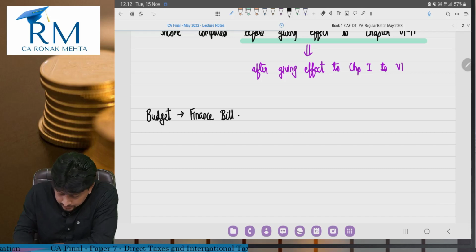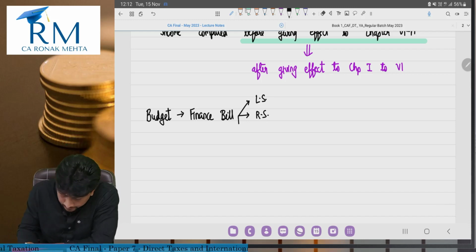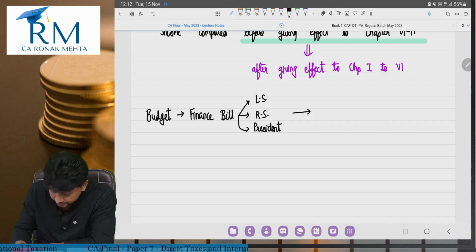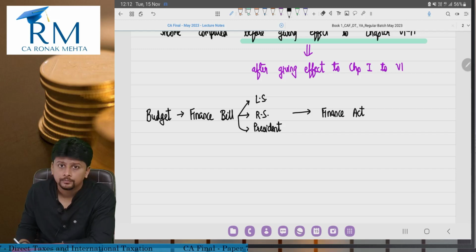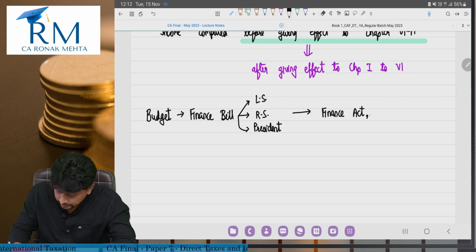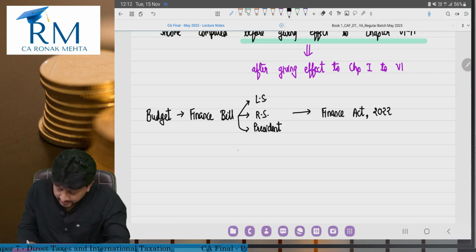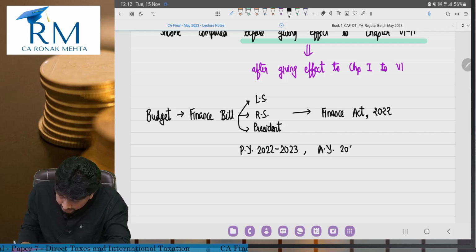Then that Finance Bill is approved by Lok Sabha, Rajya Sabha, or I should say passed in the Lok Sabha, passed in the Rajya Sabha, and then the President of India signs it. The President of India gives the consent, gives their assent, and after this it becomes the Finance Act. What we are going to study is Finance Act 2022. I told you that for May exams and November exams, it is previous year 22-23, assessment year 23-24.